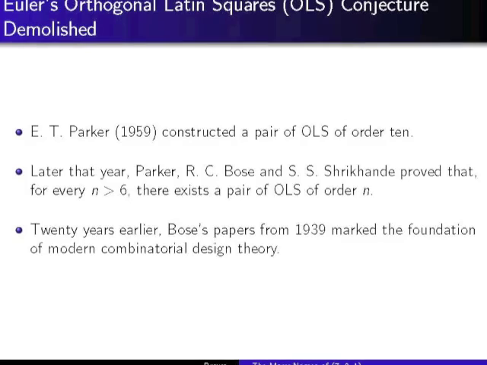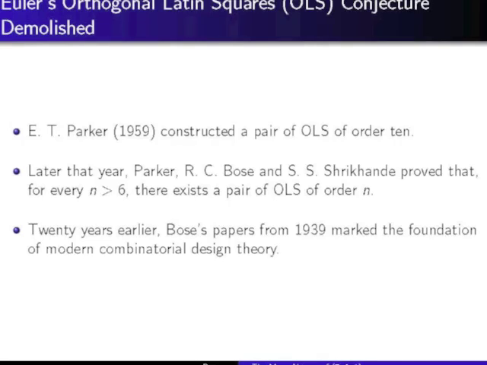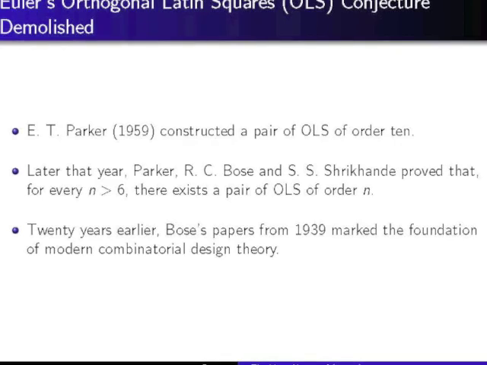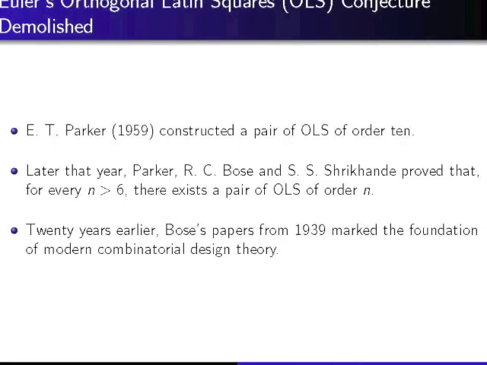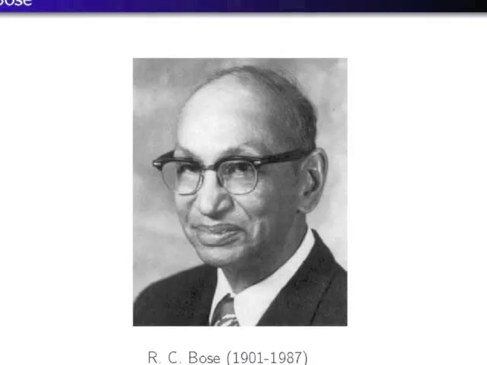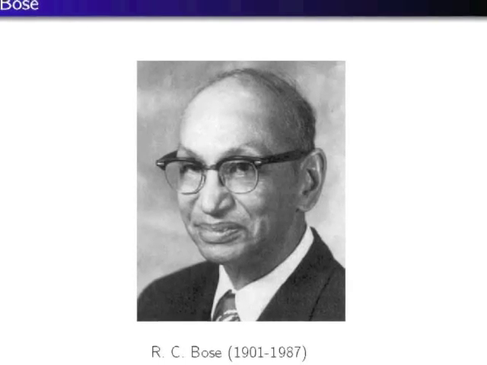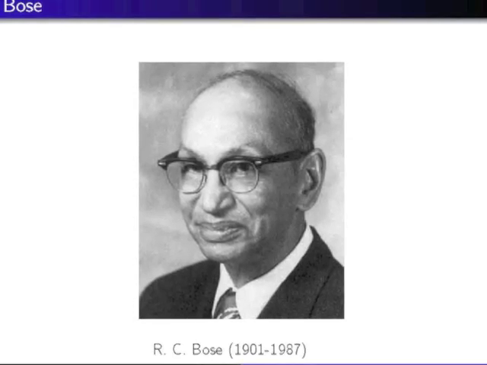Bose, incidentally, I have a nice picture of him. His papers from 1939, from 20 years earlier, marked the foundation of modern combinatorial theory. He wrote 2 extensive papers. I think one of them was in the Annals of Eugenics or something like that. The name, I can't remember. But anyway, these two papers spurred a great deal of interest in the subject of combinatorial design. And here's a picture of him. Looks like a very nice man. I'm sorry I never met him. I don't have a picture of Parker. I don't have a picture of Shrikhande.